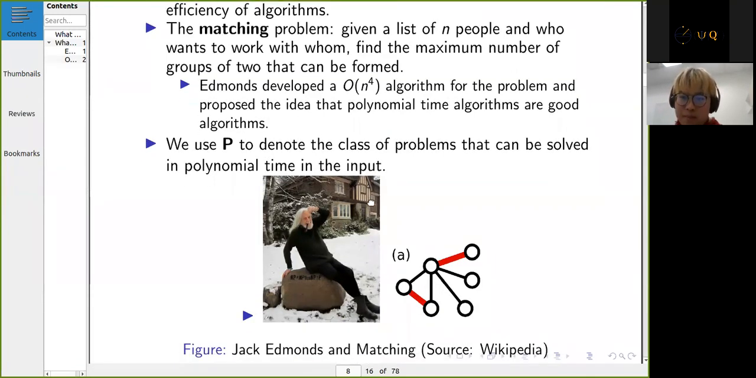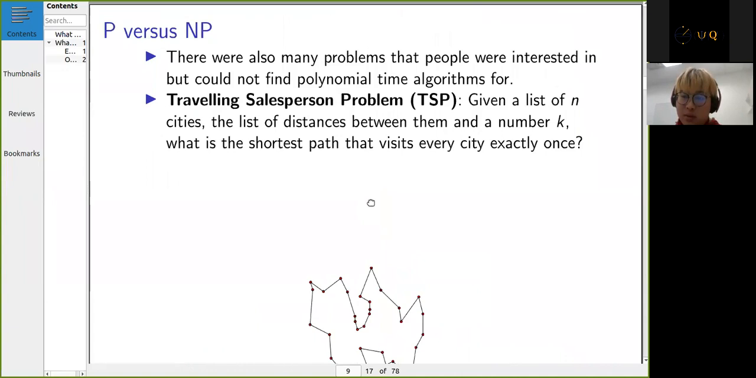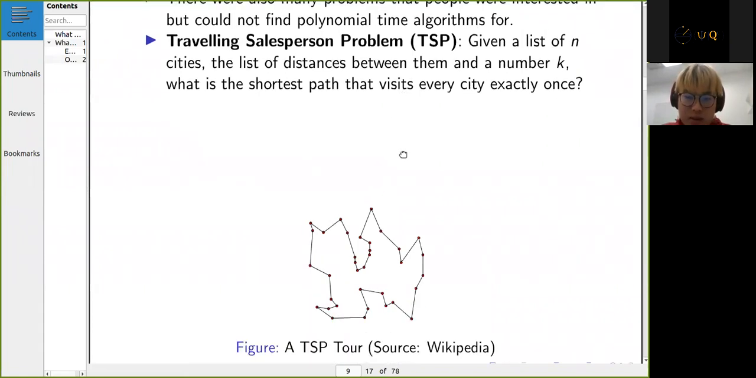But then people studied a lot of problems where they could not find polynomial time algorithms. One of these problems is the traveling salesperson problem, which asks, given a list of n cities and the list of distances between them, and say a number k, what is the length of the shortest path that visits every city exactly once? An example of a problem like that is shown in the figure below.